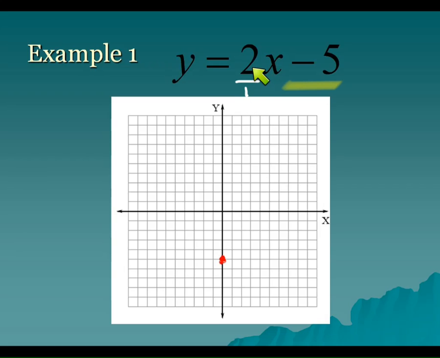So the top number tells me how much I go up or down. Am I going to go up or down 2? Up 2, because it's a positive 2. And am I going to go to the right or to the left 1? Right. To the right, because it's a positive 1. So then I put a point up 2 over 1. I can do that a couple more times. Up 2 over 1. Up 2 over 1. Once I have that, I connect those points with a line. And there's the graph of that equation.